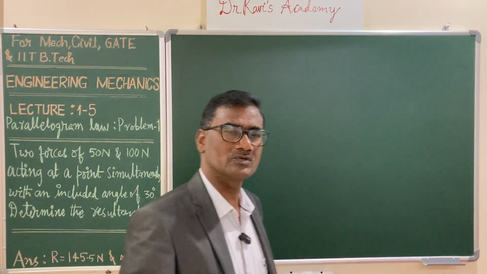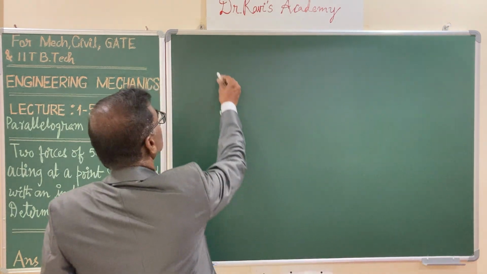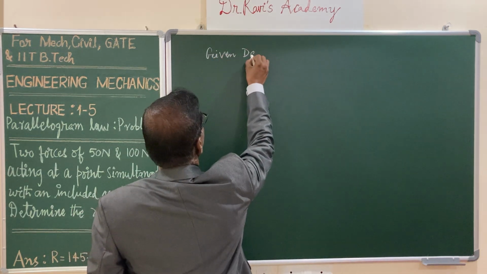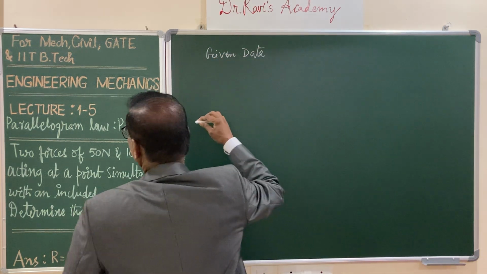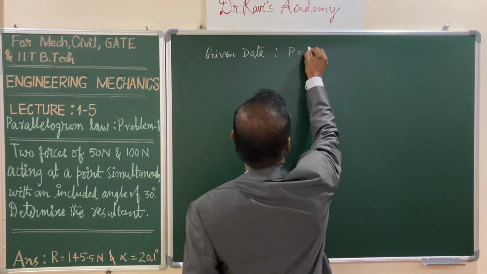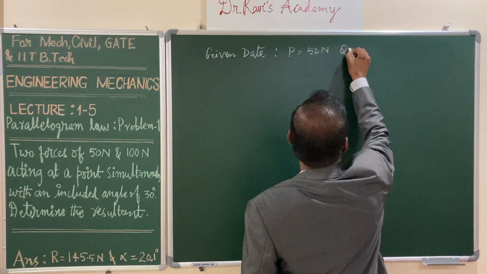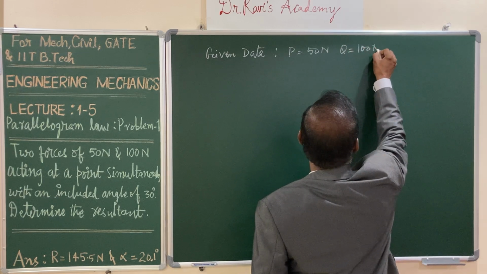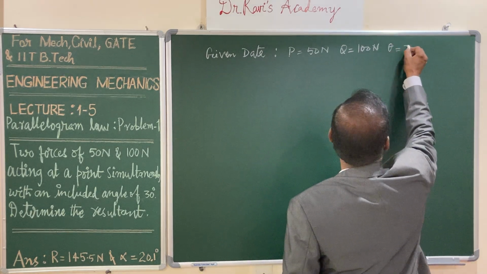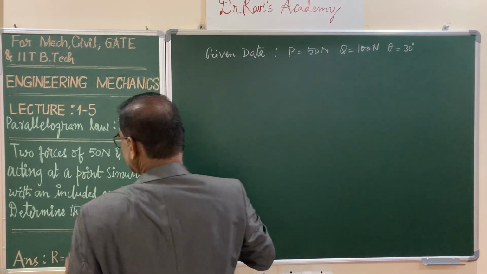Let us understand how to solve this problem. First, let us write down the given data. Let 50 newtons be force P. Force P is equal to 50 newtons and force Q is 100 newtons. The angle between these two forces is 30 degrees. So this is the given data, and it is asking for the resultant.